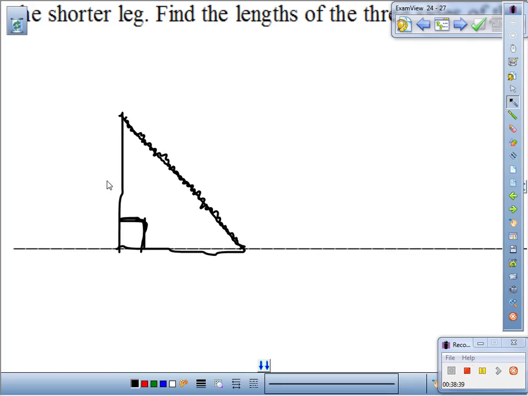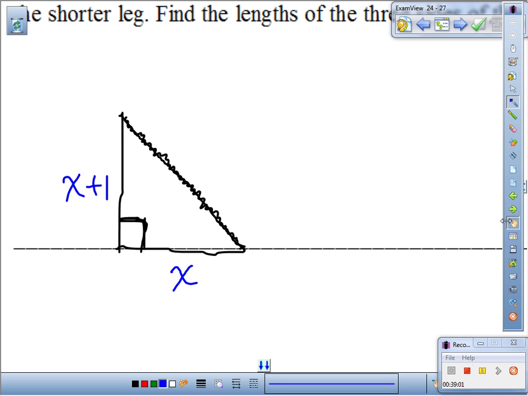Do we know what one of the other legs measures? No, so we're going to label it X. It can either be this one or this one. I'm going to label this bottom one X. That means that the other one is 1 unit more than that one. So what can we label this one? X plus 1. That is correct.